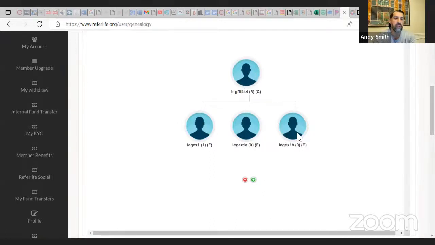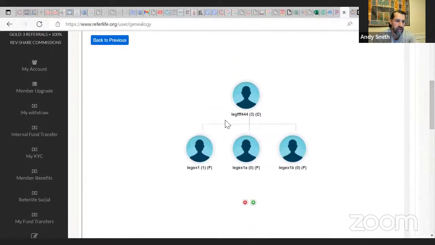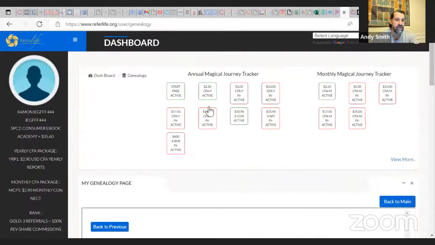So what we're doing is we're already showing that you have money in your account because you've upgraded below, and that's how it makes it so when you start, you're starting right away. So if we look here, we've got Ramon. This does say consumer, so he's already at consumer, which means that he's already at this level. This particular profile has already been upgraded.